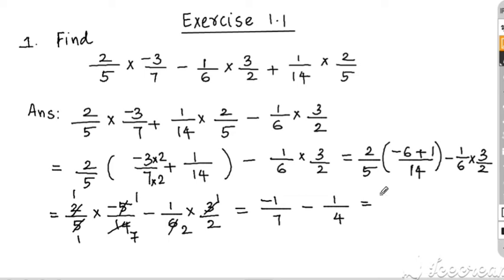Then you can cross multiply. Okay, so you will obtain negative 4 minus 7 by 28, and negative 4, negative 7, so you have to add and put the same sign. So you will obtain negative 11 by 28. We cannot simplify this further. Okay, so this is the required answer.